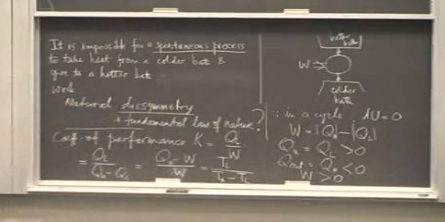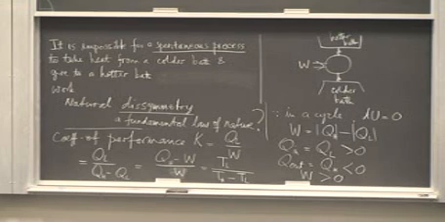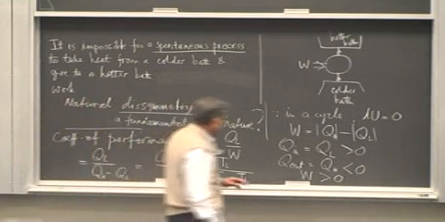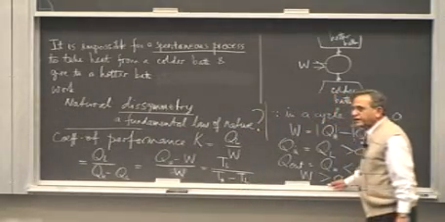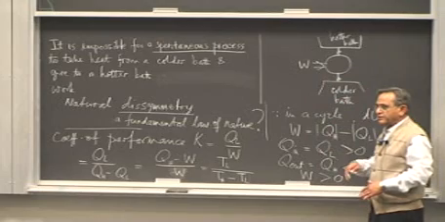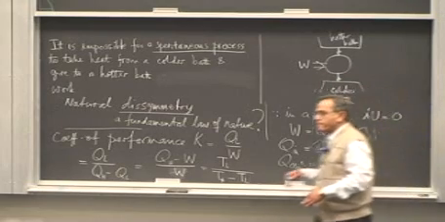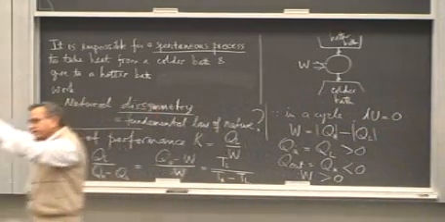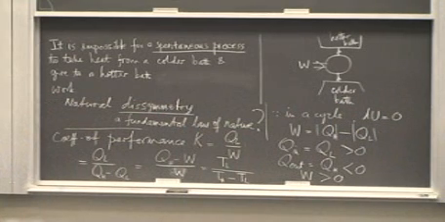Shouldn't the work done be equal to QL minus QH? QL minus QH, because the work is positive, so QH is larger than QL. Okay? Because you throw out more heat than you take in.